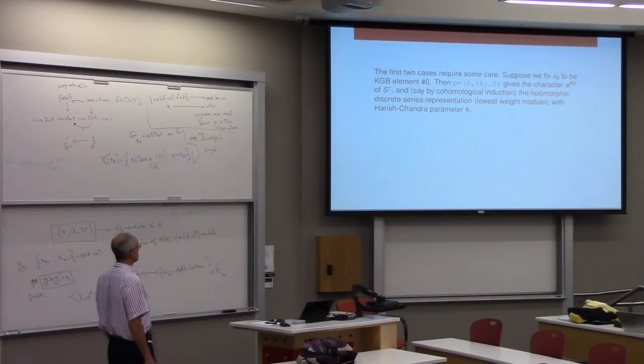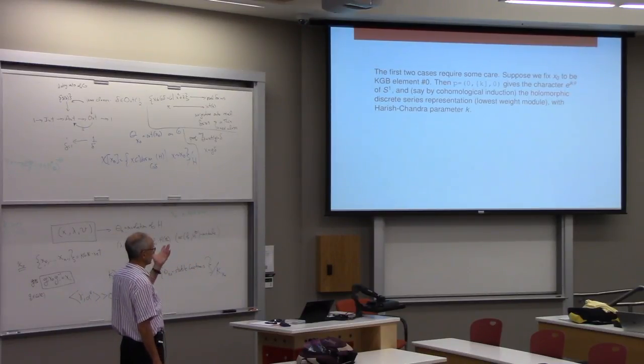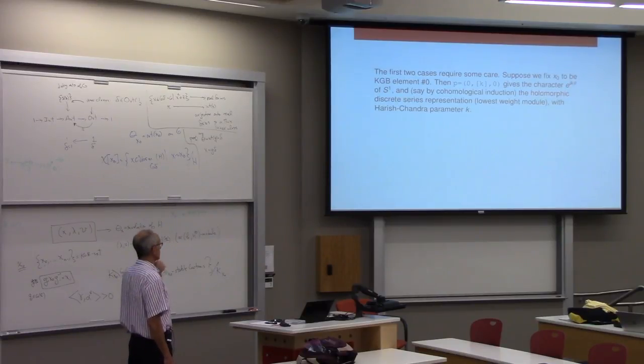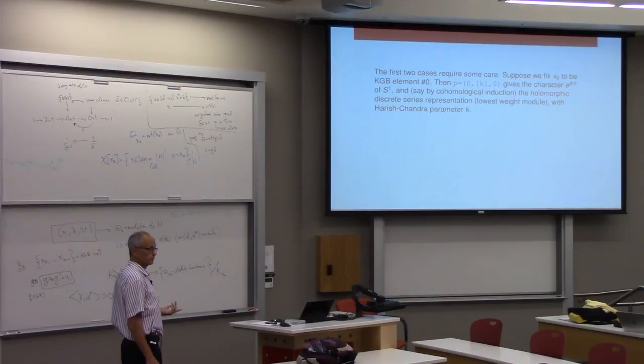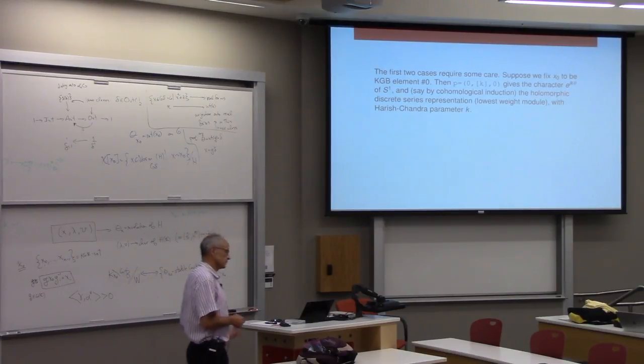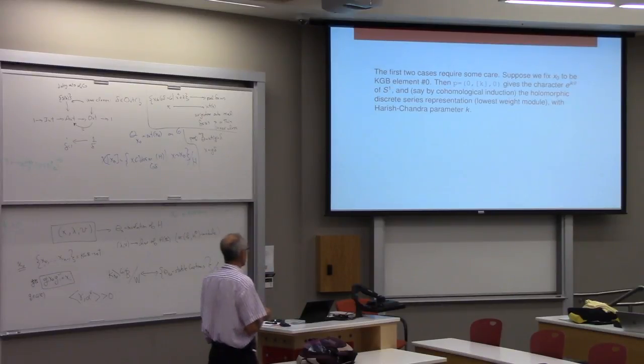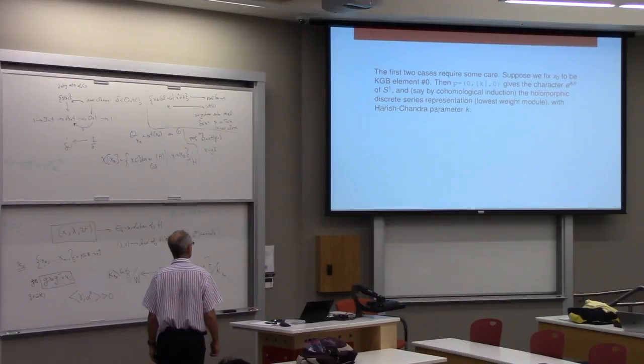In order to be precise, we have to pick our x0. So let's pick our x0 to be KGB element number 0. That's a choice. And then by definition, this parameter with 0 here is giving you the holomorphic discrete series with Harish-Chandra parameter k. That's just built in. Okay.